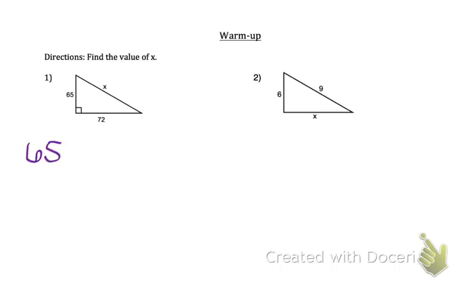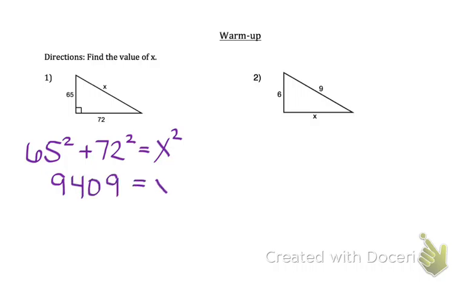So I'm going to do 65 squared plus 72 squared equals x squared. Then we're going to simplify that. So 65 squared plus 72 squared is 9,409 equals x squared. Then we're going to take the square root of both sides. So the square root of 9,409 is 97. So my hypotenuse is going to be 97 units.